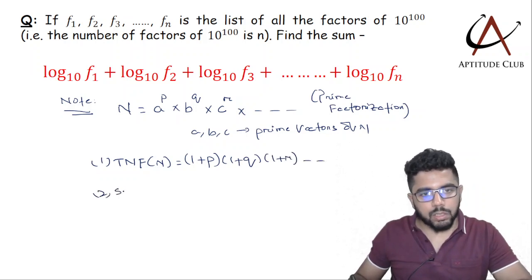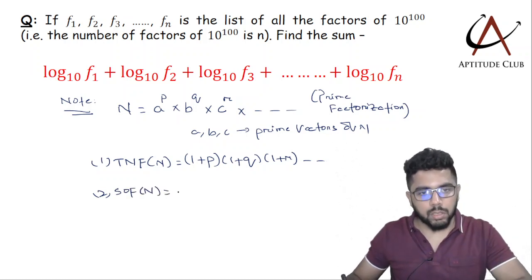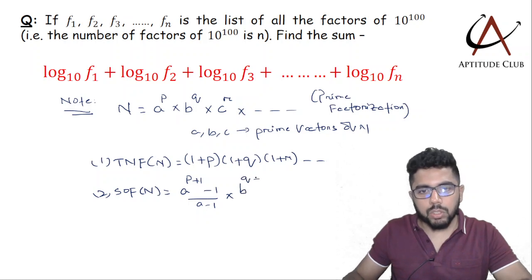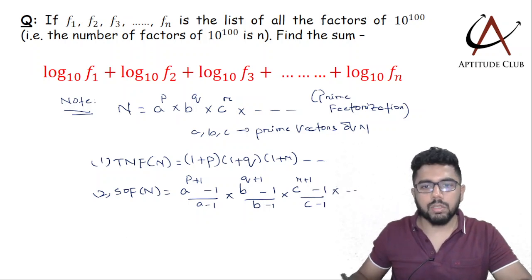Similarly, we can calculate the sum of factors of the number. If I add all the factors, then it is given by the formula (a to the power p plus 1 minus 1) by (a minus 1) into (b to the power q plus 1 minus 1) by (b minus 1) into (c to the power r plus 1 minus 1) by (c minus 1) and so on.